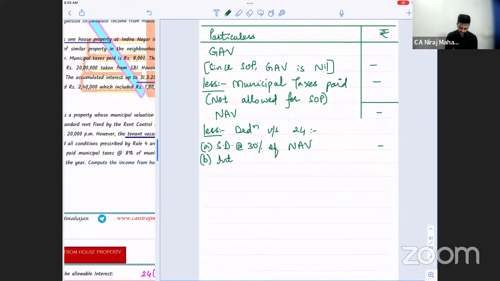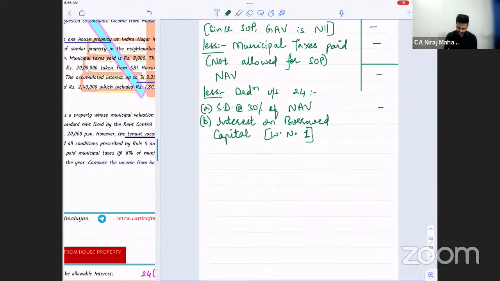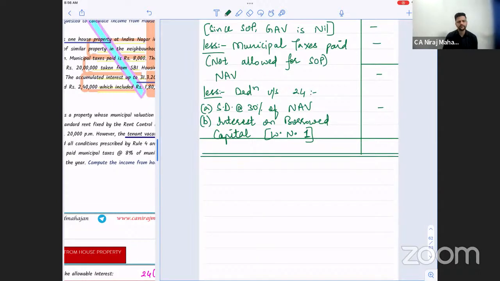And 24(b), interest on borrowed capital. Working note number 1. You will ask why a working note? Because then you can give me answers. If you are very sure of your answer, you can give me your answer. Do you want me to give you some time for this answer, interest on borrowed capital? I can give you time. No problem, I'm giving you time. Calculate and give me the interest deduction. What figure do I have to write here? The main answer is loss. Give me interest on borrowed capital, 24(b) deduction number.